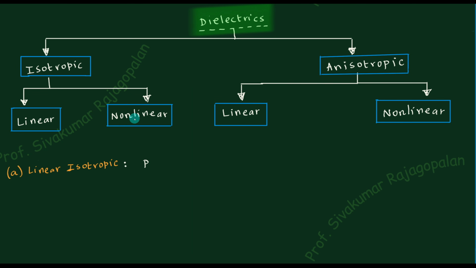So the classification is quite simple and you must be able to do it. So the main classification is isotropic and anisotropic. And within each heading, you make it linear, non-linear, linear, non-linear. So ultimately, how many combinations will you have? Linear isotropic, non-linear isotropic, linear anisotropic, non-linear anisotropic. So there are 4 of them.